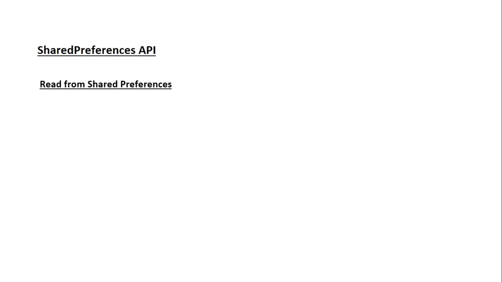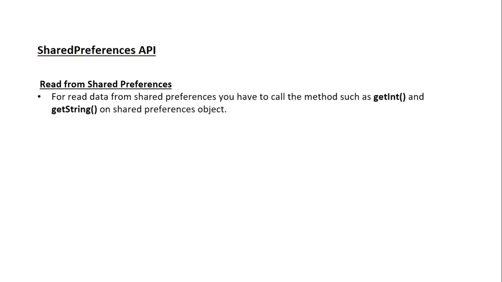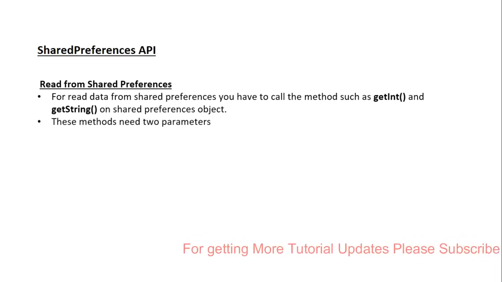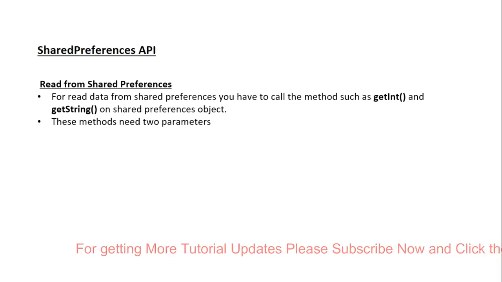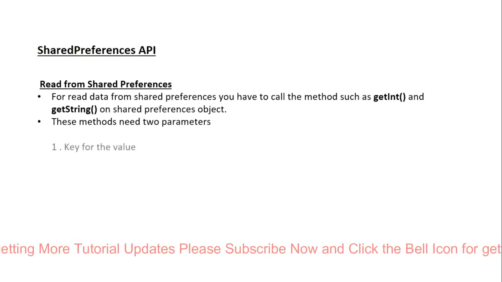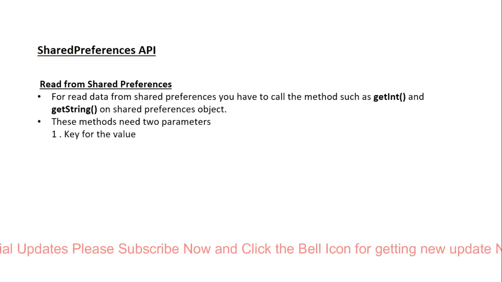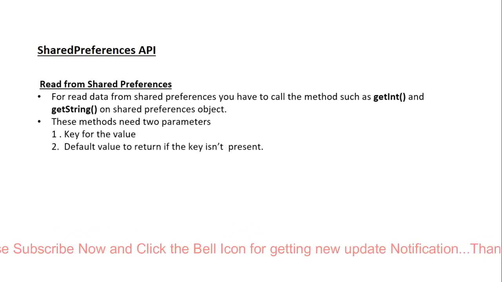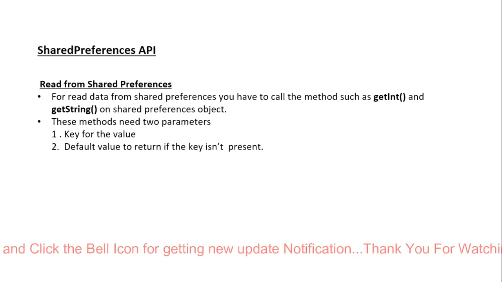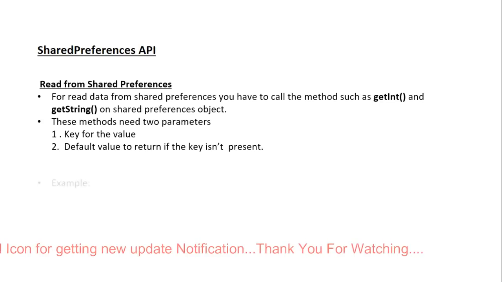So now we can learn about how to read from shared preferences. To read data from shared preferences, you have to call methods such as getInt and getString on the shared preferences object. These methods need two parameters: the key for the value, and a default value to return if the key is not present.